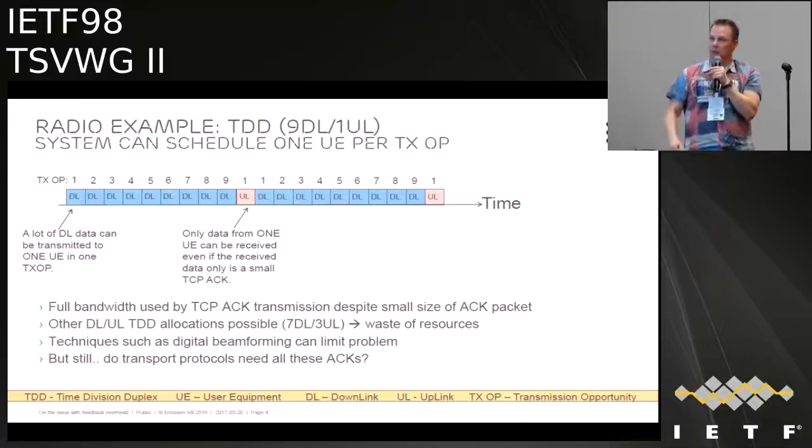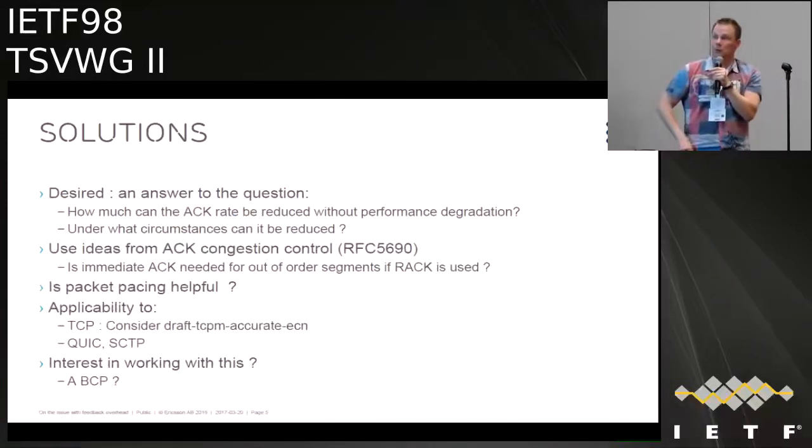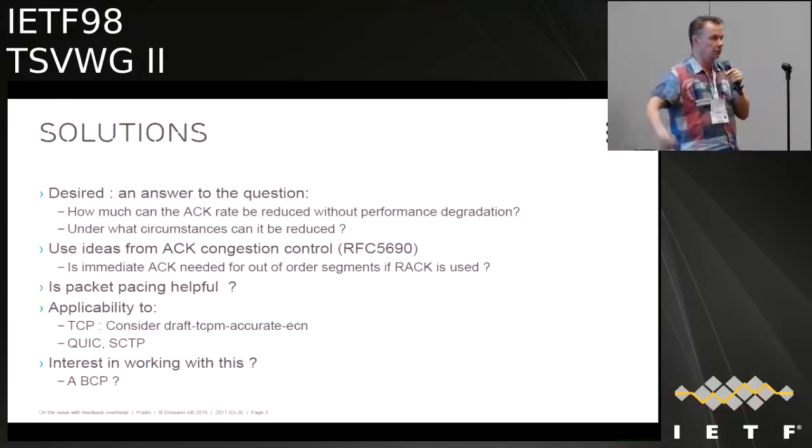The question is, do transport protocols need all these ACKs? A possible solution, if there is any, is an answer to the question: how much can the ACK rate be reduced without reducing the performance too much, and under what circumstances can it be done? Possibly if you have very large downloads, then you can reduce the ACK rate. But maybe in the beginning of TCP sessions you need a higher ACK rate. That I don't know.